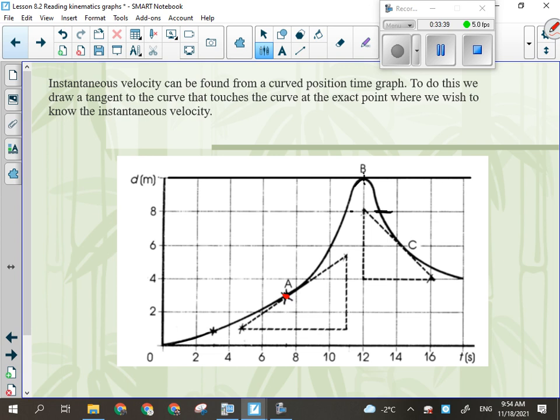Let's say they asked us, what's the instantaneous velocity at this point right here? I can't just go distance over time, or displacement over time, because I don't know what the displacement is. I know what the displacement is to this point, but if I calculate d over t with this point, I'm calculating the average velocity between here and there, which is not how fast it's going at this point. It's how fast it was going on average between here and there. So, to calculate instantaneous velocity, we need to draw what's called a tangent. How many people have heard of that? A tangent is a line that touches a curve at any point, but doesn't cross it.